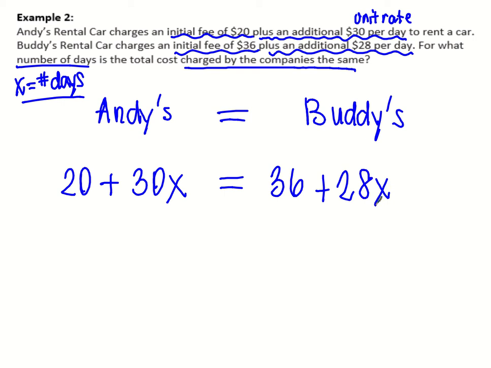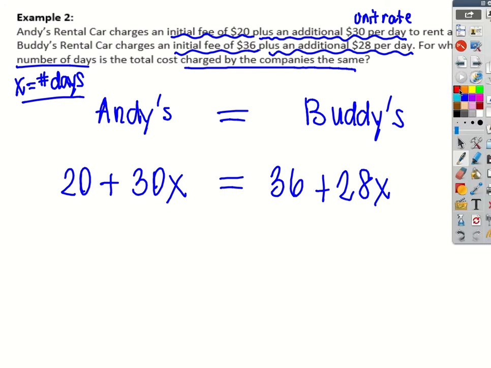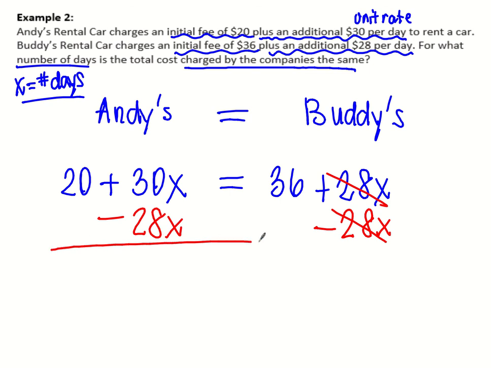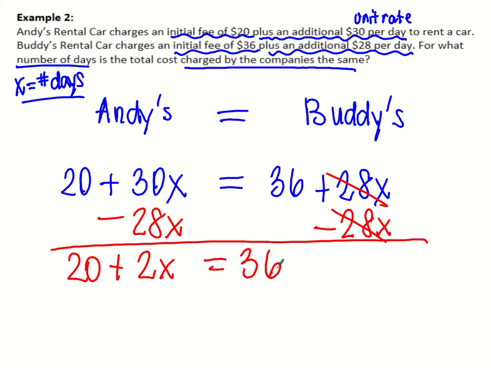So then Buddy's is 36 initial fee plus 28 per day. All right, if I follow my rules that I do for the ones struggling in the beginning, my first step is to get the variables on the same side, so I want to look at which one's smaller. I have a 30x as a variable term and 28x. 28x is smaller, so I move that one. And then I get a negative 28x here. Draw your line, show your work. Add down 20. What do I get here? Positive 2x equals 36. And those cancel. And now you're looking at a two-step.